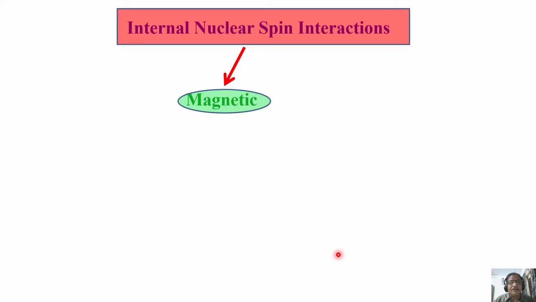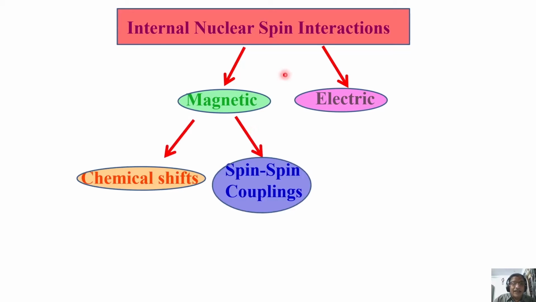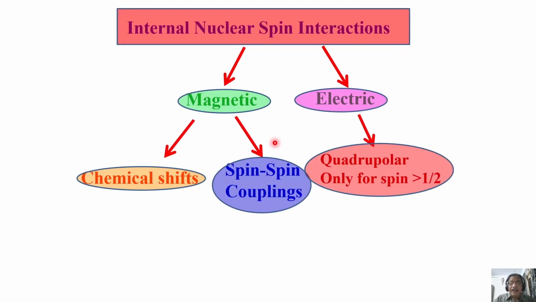Now, these internal nuclear spin interactions, again, I can classify into two types. One type of interaction is called magnetic interaction. The other type is called electric interaction. What are these electric and magnetic interactions? These magnetic interactions can be further classified as chemical shifts and spin-spin couplings. The electric interactions are for those nuclei whose spin is greater than half, that is, a quadrupolar interaction.